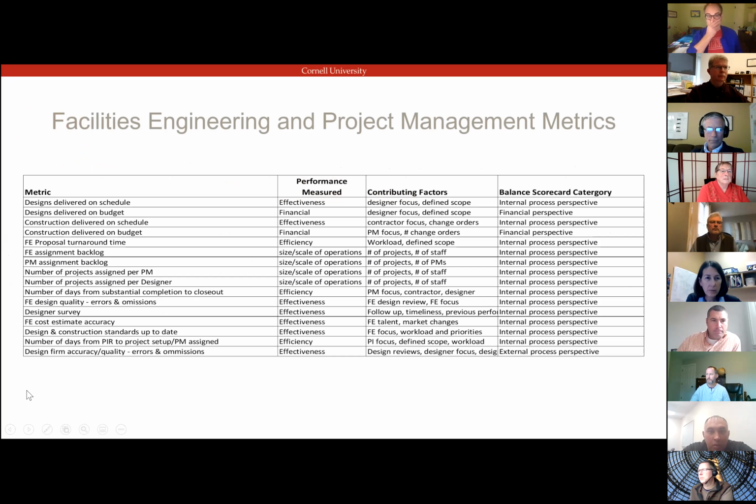So again, as you saw before, the brainstorm of metrics and performance measures. There is one other category that we didn't see in the other: size and scale of operations. I'll let you take a peek through these. So, designs on schedule and budget. We don't have a quality measure on that. Is there one? Should there be one?